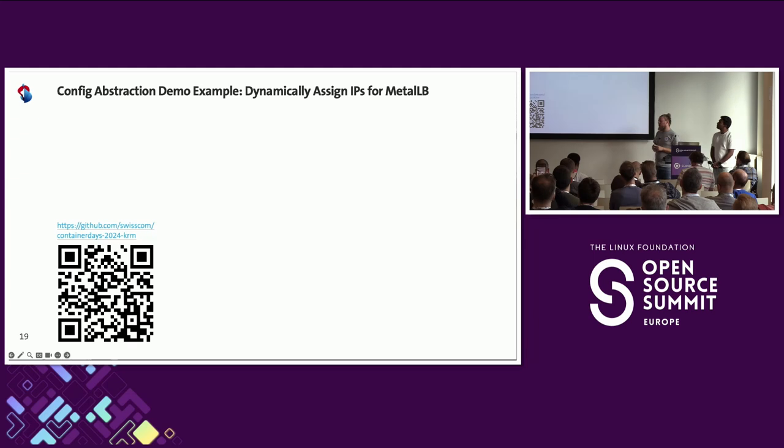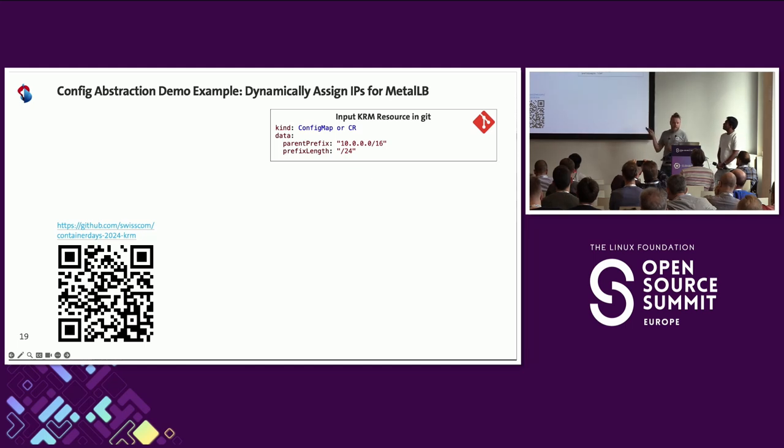The example I'm going to talk about is dynamically creating MetalLB IP pools and dynamically assigning IPs from an external IP address management system. The first step is the input resource, which in this case is a config map or a custom resource. We have different flavors, which contain a parent prefix. It's like an IP pool where we're able to take IPs and prefixes from, and a prefix length. In this case, it's /24, which will tell the system to get a /24 out of this parent prefix.